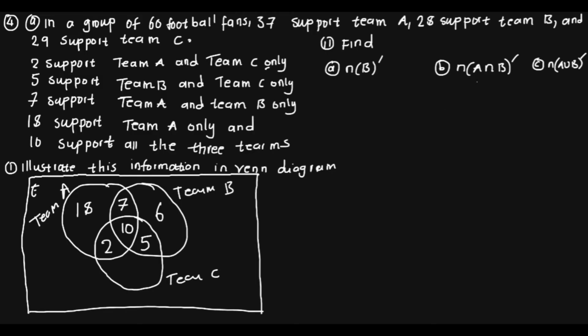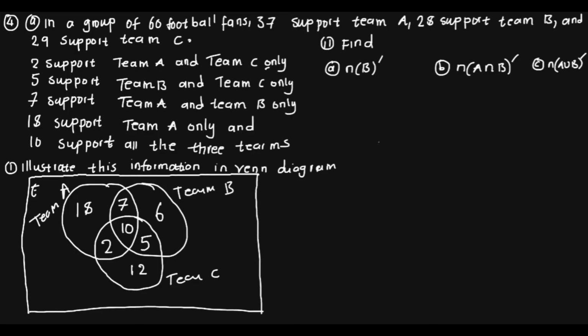Okay, so now let's look at the 29 that support team C. So from 29 we already have 2, 10 and 5. So 10 plus 5 is 15, plus 2 is 17. So 29 minus 17 should give us 12. So we have our 12 here.